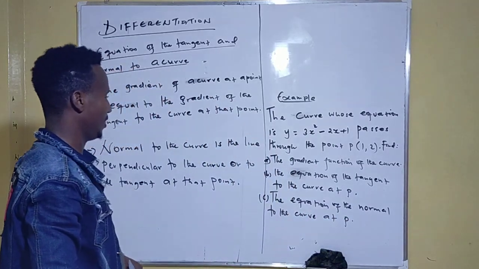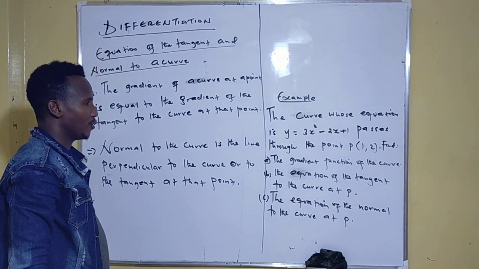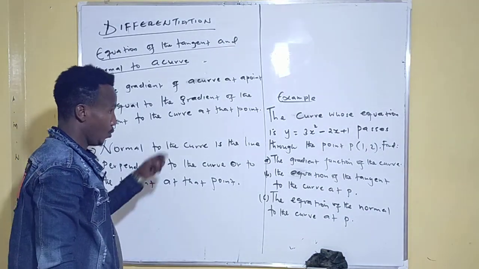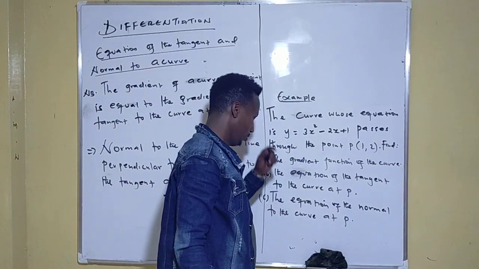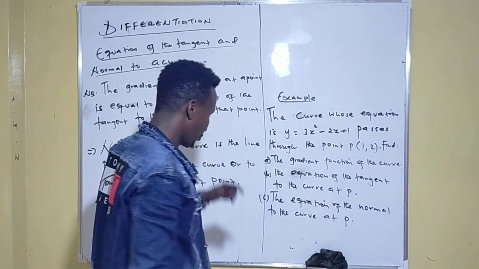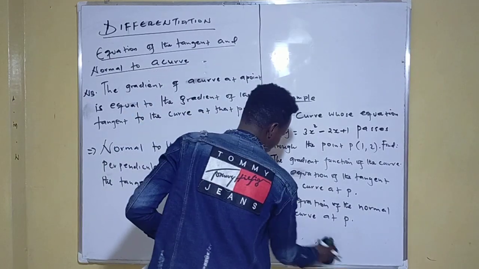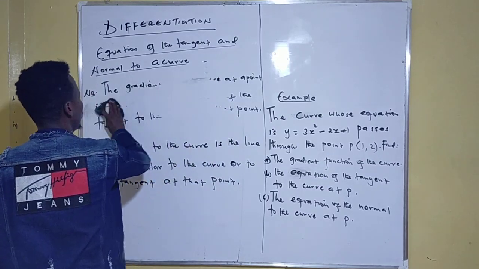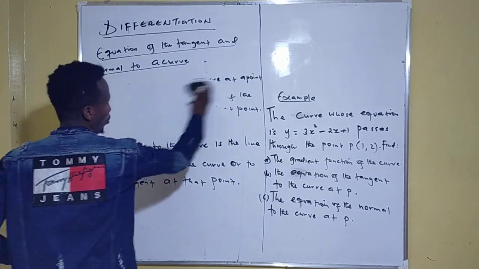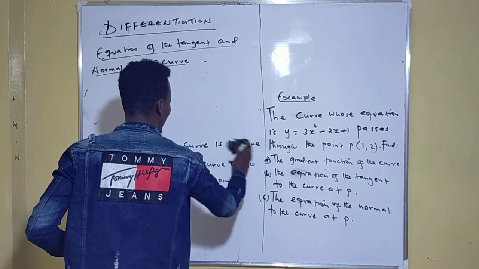So three equations are there. You have the equation of the curve and a point, where the curve with the equation 3x squared minus 2x plus 1 passes. So you have a point and an equation. So what you're going to do is, let me show you the right procedure. Look here, it is very, very easy, by the way.